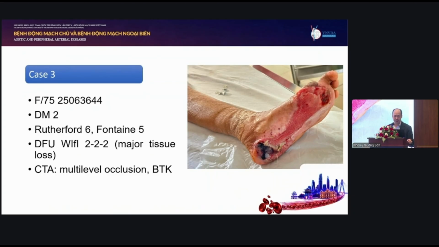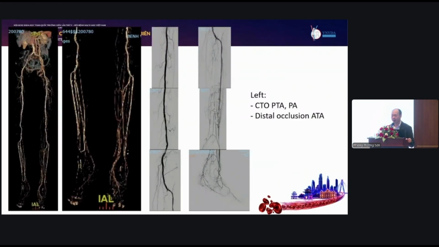If you are working with BTK and DFU, this is a very common finding and a common patient for you, right? On the CT scan, on the 3D reconstruction, you can see that most of the problem comes from the BTK as usual. We do the angiogram, the SFA looks good, but on the BTK there's only the proximal ATA, and the distal ATA also disappears. There's no PT, no peroneal, and there's a lot of collateral.